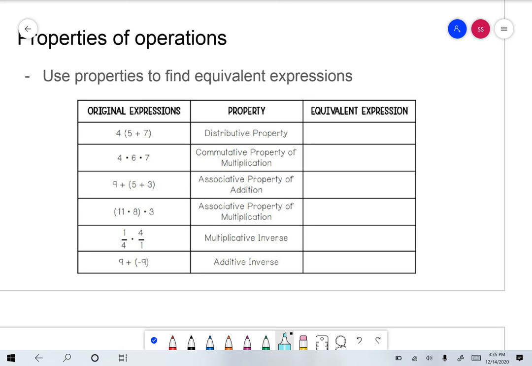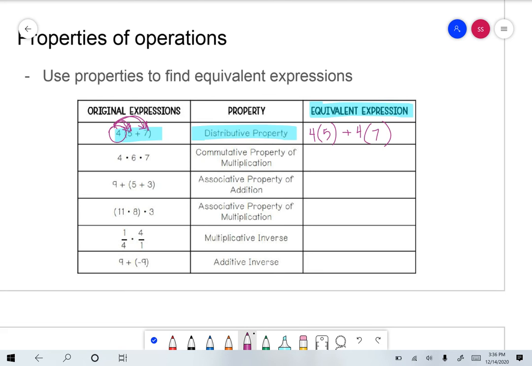Okay, this is number 3. Basically, you're given an expression, you're given a property, and basically told to write an equivalent expression using that property. So for example, let's look at the first one, distributive property. Remember, distributive property means multiply whatever's outside to what's inside. So if we wanted to rewrite that without finding the answer, just rewriting it, we would say 4 times 5 plus 4 times 7. So multiplying what's outside to everything inside.